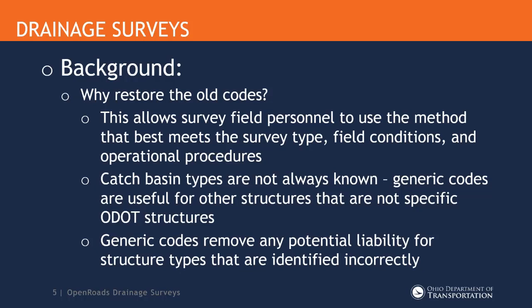Another thing that came up was the generic codes removing a potential liability for a structure type that might be identified incorrectly. So I had talked to some survey consultants that were a little uncomfortable saying, hey, this is a specific type of catch basin, when they may not be 100% sure, and they just didn't want anyone coming back on them and saying, well, that's not a CB2-2B, it's a 2-2A. So the generic codes kind of remove any of that potential.